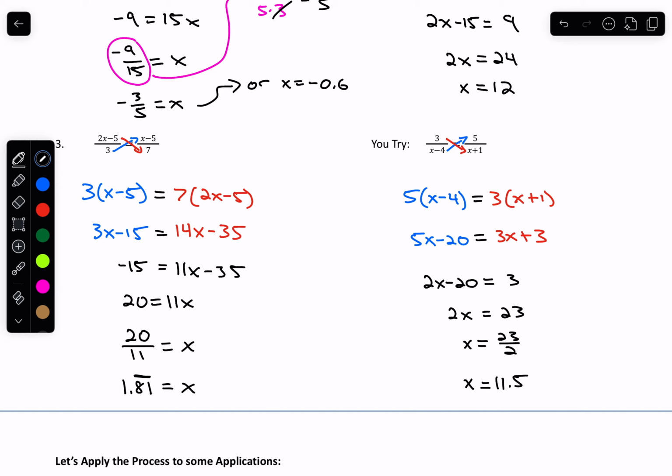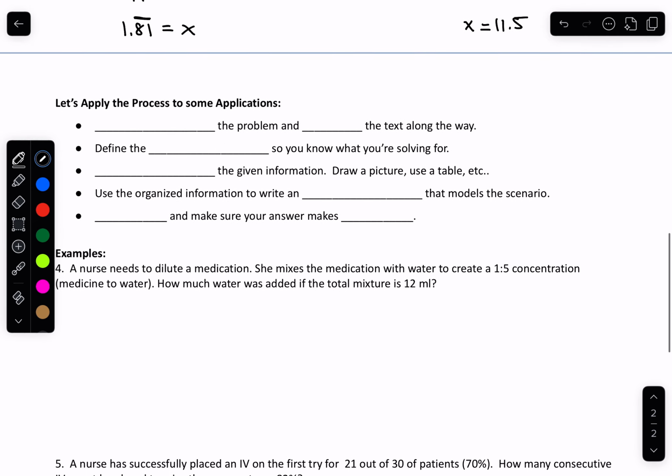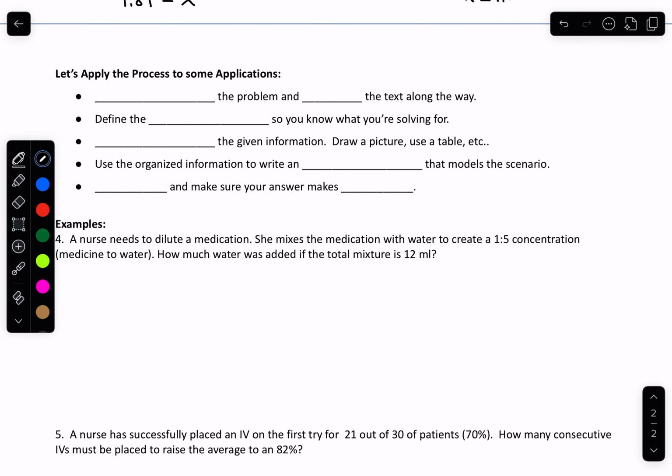I will just want to clarify, though, that if your decimal does not terminate, meaning it doesn't stop, it keeps going like it did in number 3, I strongly prefer you leave your answer as a fraction because writing the bar over the 81 sometimes is a little bit hard to read, gets lost in translation, whereas 20 over 11, very clear and concise. If your decimal does terminate though, like it did in number 1 and the you try one, so we got either negative 0.6 or 11.5, there's no rounding happening, then you're welcome to write your answer as a decimal.